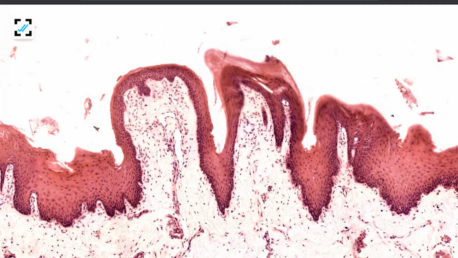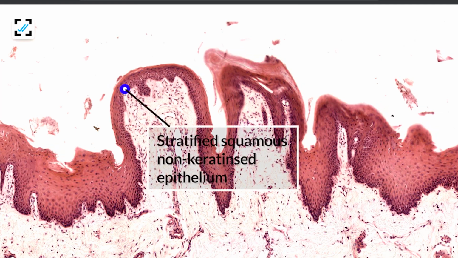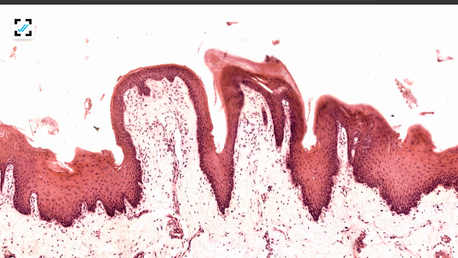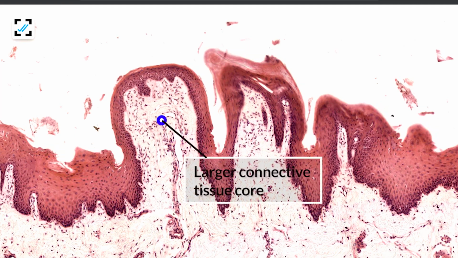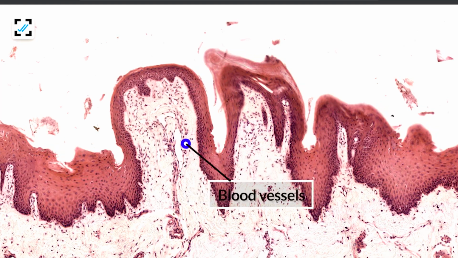The fungiform papillae are called so because they typically look like mushrooms. These are slightly larger than the filiform papillae. They are lined by stratified squamous non-keratinized epithelium. We can see the filiform papillae to the right hand side, which is keratinized, whereas the fungiform papilla is non-keratinized. The connective tissue core within the papilla is slightly larger in case of fungiform papilla compared to the filiform papilla, and we can see a lot of blood vessels within the core of the connective tissue of the fungiform papillae.